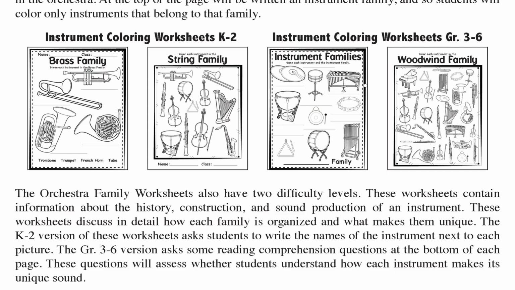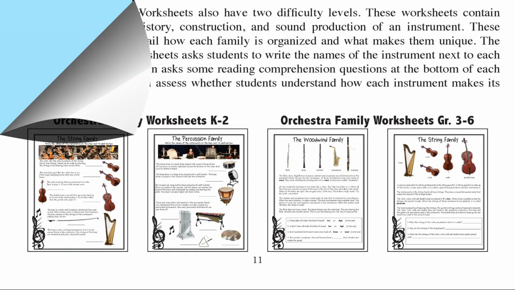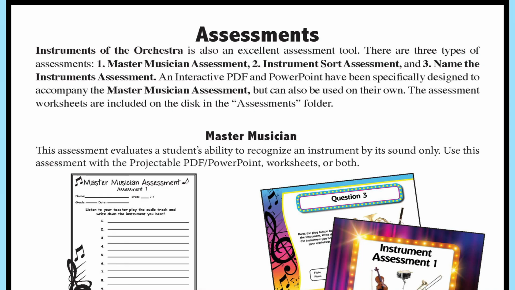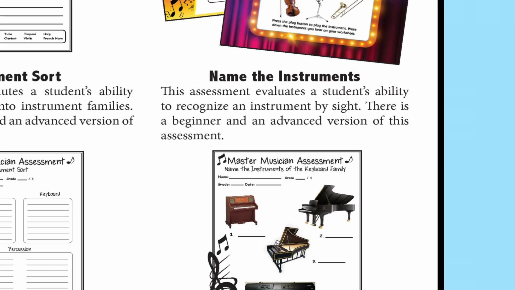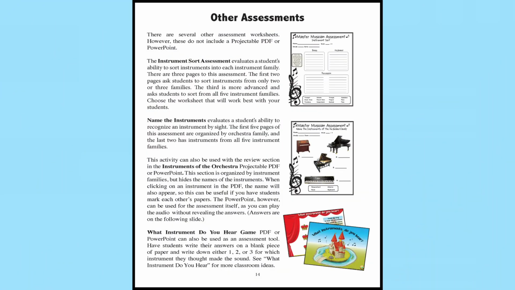In the digital resource, you'll also find the printables, which include coloring worksheets for K to 6 and orchestra family worksheets tailored to certain grades. This collection also comes with assessment activities. There are 3 assessments available: Instrument Sort, Name the Instruments, and Master Musician. Master Musician is an assessment that evaluates a student's ability to recognize an instrument by its sound. It comes with a projectable and worksheets. On page 14, there are a few more optional assessment activities to use with the other parts of the resource.